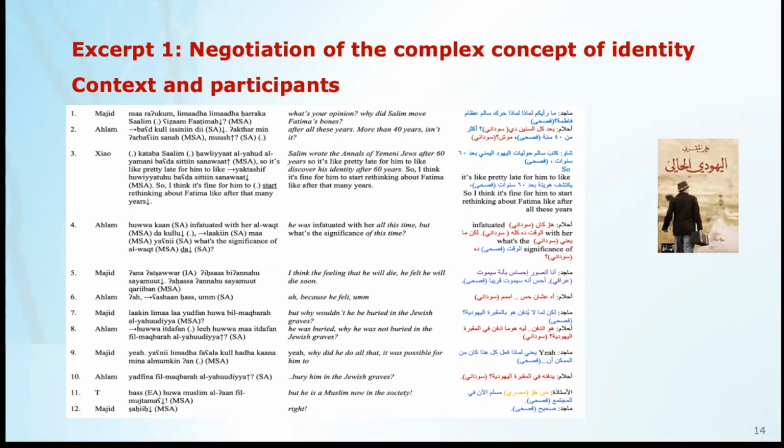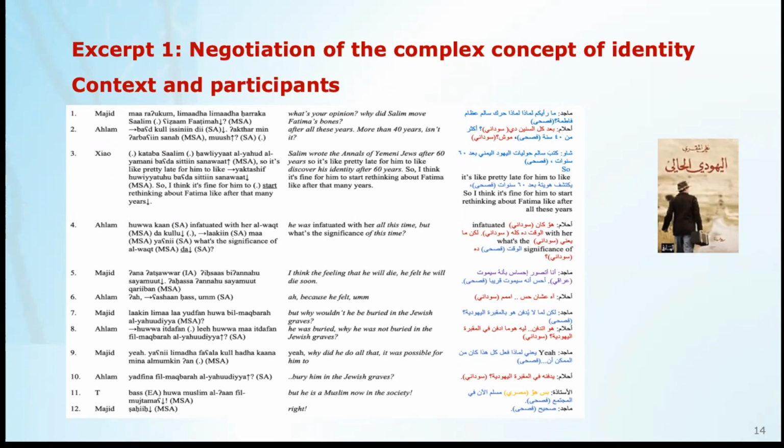ماجد answering in standard. يعني لماذا فعل كل هذا؟ كان من الممكن, and it was possible for him to. And then he said this in standard. أحلام يدفن في المقبرة اليهودية. It was possible for him to be buried in, completing the thought in Sudanese Arabic. The teacher was Egyptian, and she, بس هو in Egyptian, could switching to standard. بس هو مسلم الآن في المجتمع. And she said المجتمع with the جاه, not with the gah, and that was in standard. And then ماجد صحيح in فصحى.